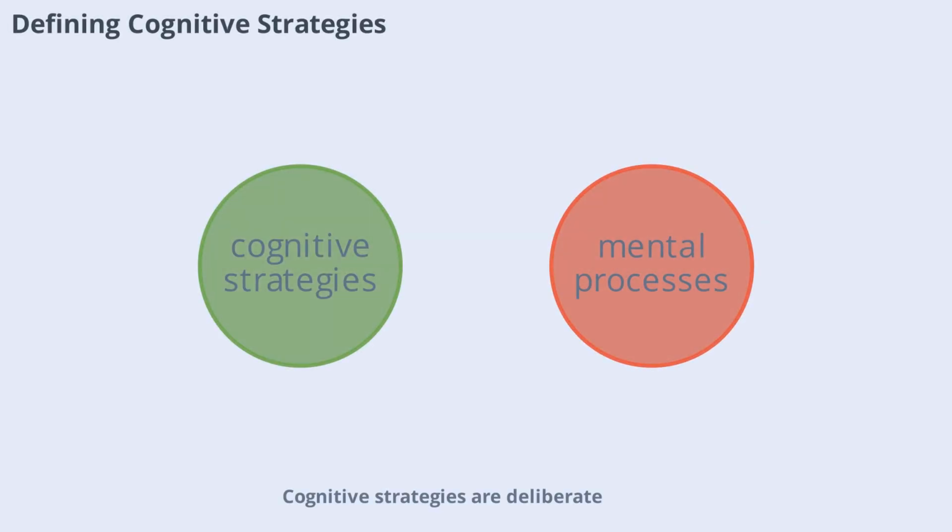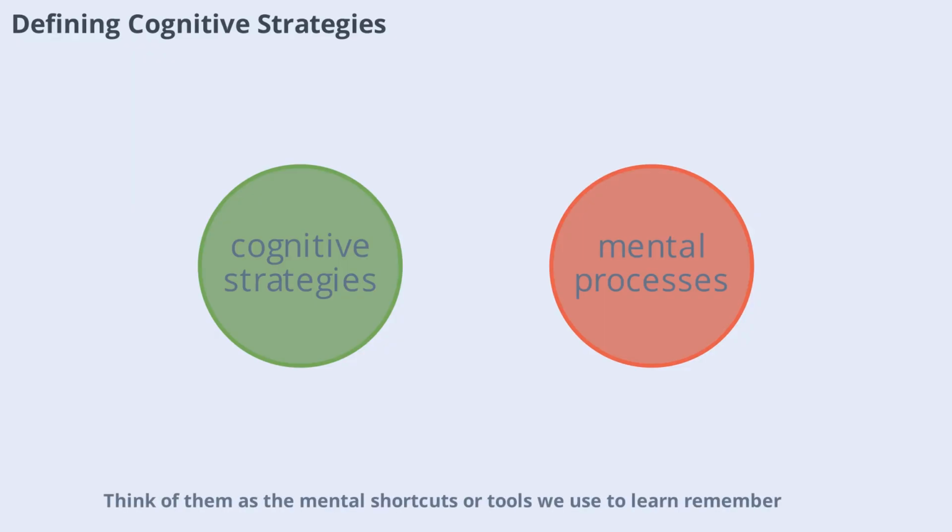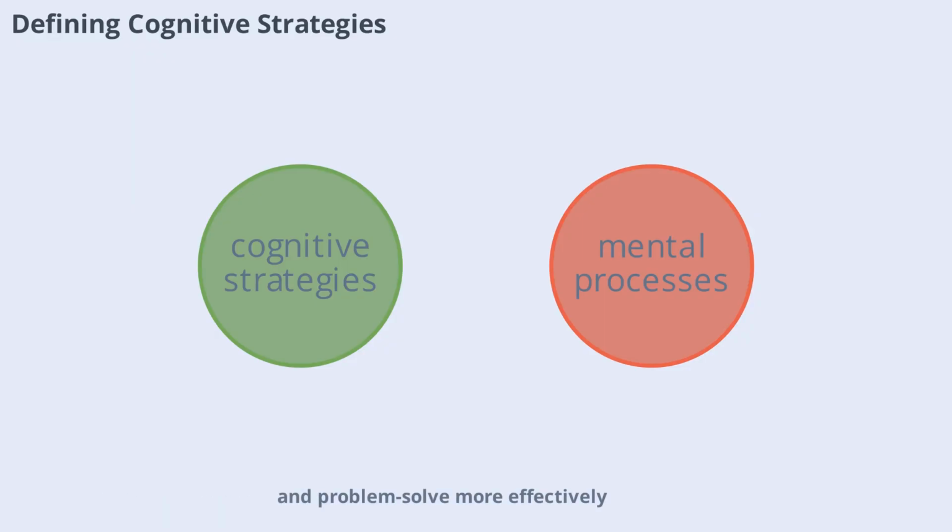Cognitive strategies are deliberate, goal-oriented mental processes that help us manage and manipulate information. Think of them as the mental shortcuts or tools we use to learn, remember, and problem-solve more effectively. These strategies can be as simple as repeating information to yourself or as complex as breaking down a big problem into smaller, manageable parts. By understanding and applying cognitive strategies, you can improve your ability to learn new concepts, retain information, and tackle challenges with confidence.